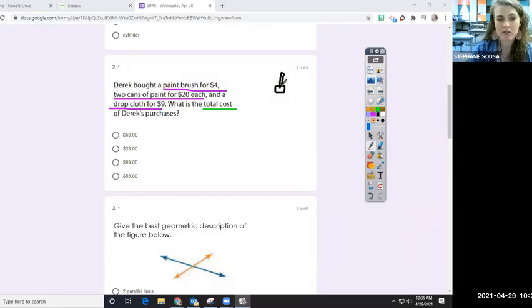He got a paintbrush, and that was $4. He got 2 cans of paint. There's a can of paint. It's a cylinder. There's a can of paint. It's a cylinder. And each one costs $20. 20, 20. And a drop cloth, which is the thing that goes on the floor so you don't spill paint on your carpet, was $9. What is the total cost?